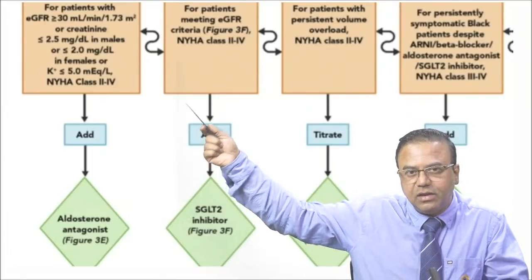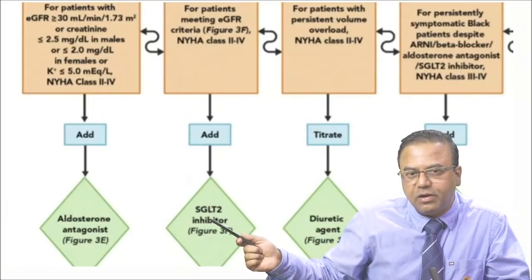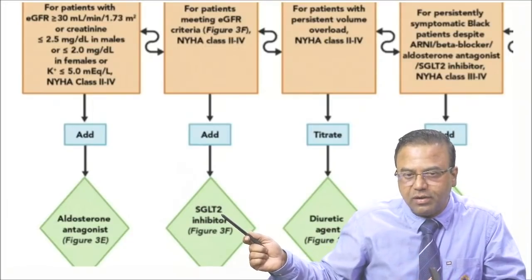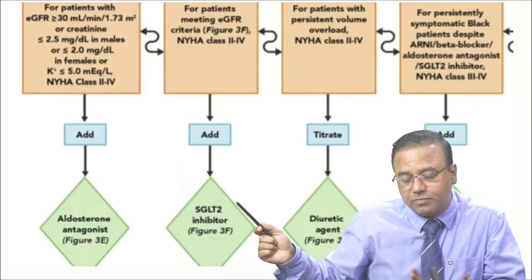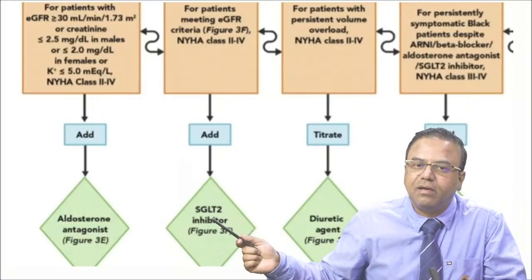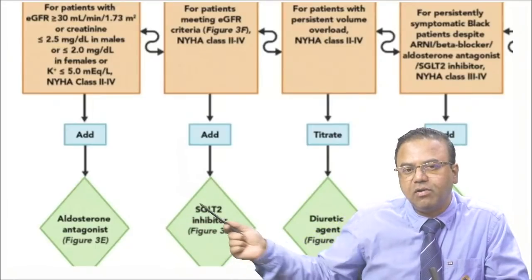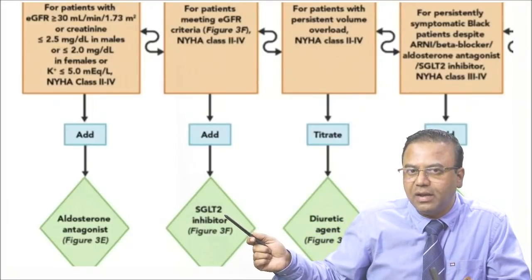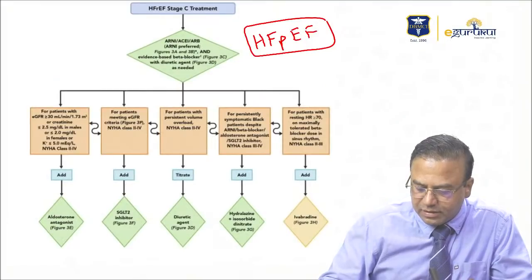Once that is done, then you can look at the next one that you can add, and that is an SGLT2 inhibitor. SGLT2 inhibitor, whether diabetes is there or not. These are anti-diabetic drugs, correct? But as per the new guidelines, they are now very important in heart failure, and they have become almost right on top. You can see ARNI, mineralocorticoid receptor antagonist, and SGLT2 inhibitor, almost third in line. Then after that, you have the other diuretics you can add.